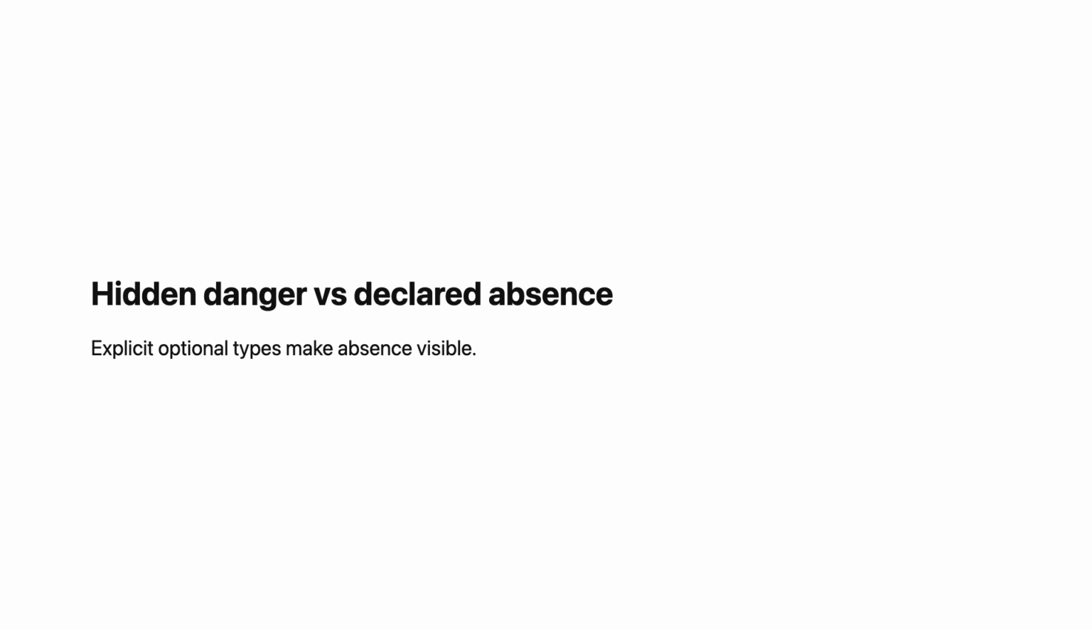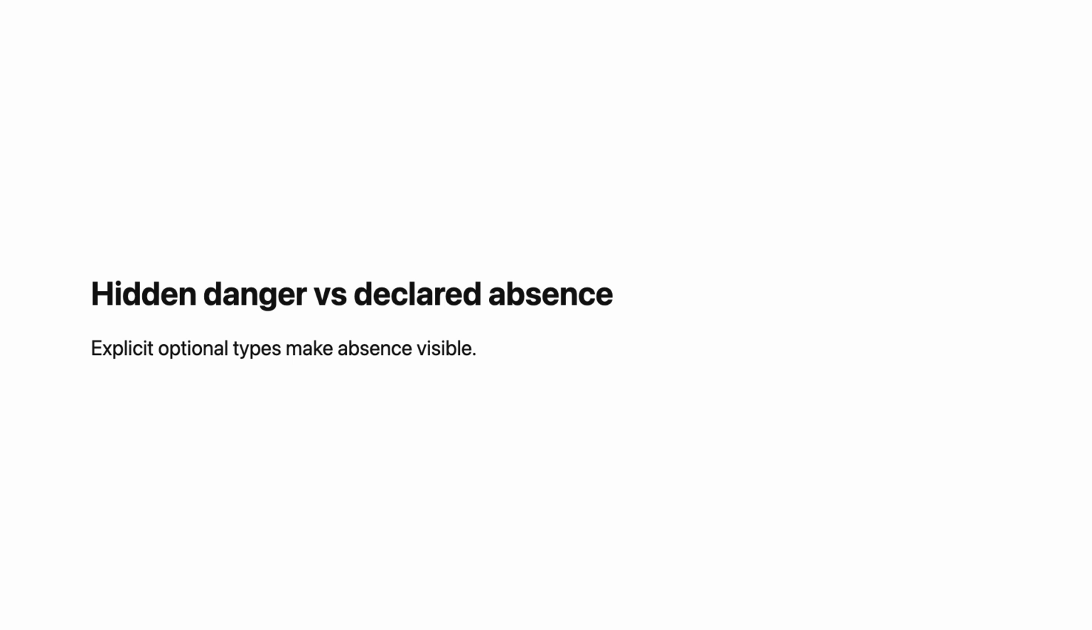Better languages make absence explicit. A type either definitely has a value or might be absent. You must declare which. With explicit absence, the type tells the truth. If it says user, it is definitely a user. If it says user or null, you know to check. This makes null handling a conscious choice, not an afterthought.